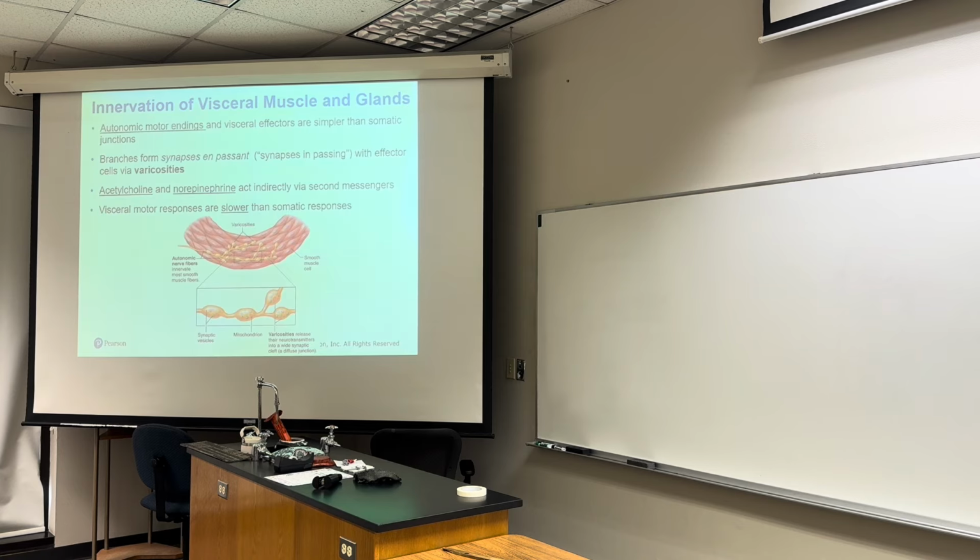But what do you think is happening in other muscle, like your heart, your glands, your lungs, your digestive system? So all of your autonomic motor endings. Just to let you know, this is simpler than your skeletal muscle. Okay, so why do I say it's very simple? Because first of all, the visceral effectors are simpler than the somatic junction, and the branches form synapses with the effector cells by the varicosities. So what does that mean?